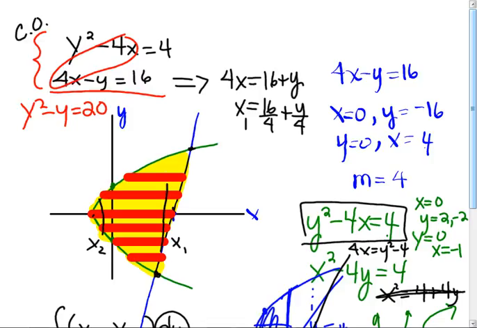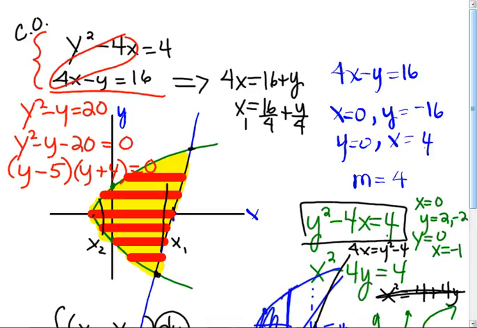Okay, you guys, how do you solve for any equation? Set it equal to 0. So y squared minus y minus 20 equals 0. Factor it. Minus 5 plus 4, right? So you're going to integrate from negative 4 to 5. That's algebra.